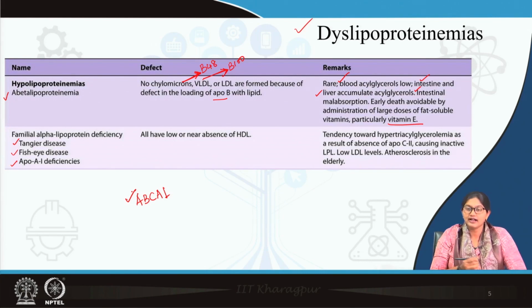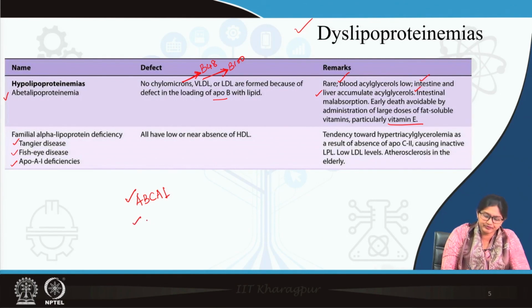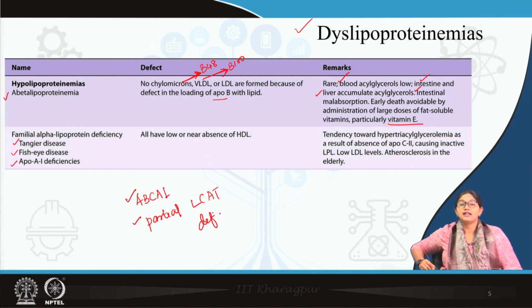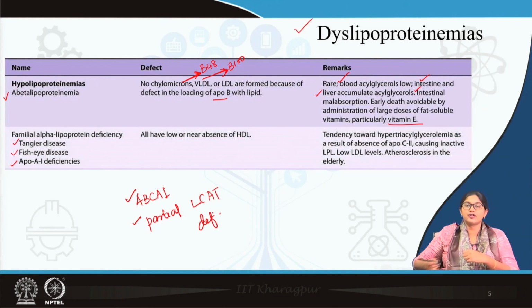Similarly, fish eye disease is another alpha lipoprotein deficiency where there is partial LCAT deficiency. So, the lecithin cholesterol acyl transferase enzyme is partially deficient in fish eye disease. This LCAT, once again a lesson from the previous classes, is responsible for converting cholesterol to cholesterol ester in HDL.